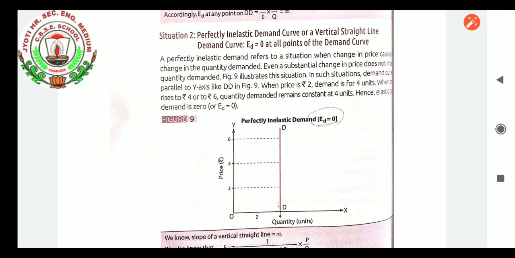Like tea, we can take an example. Price rises or not, but the quantity demanded by the people will be the same. Salt, sugar, these are the commodities, students, in which cases the price may increase or decrease, but the demand of the goods will be stable. Okay, it will be constant.